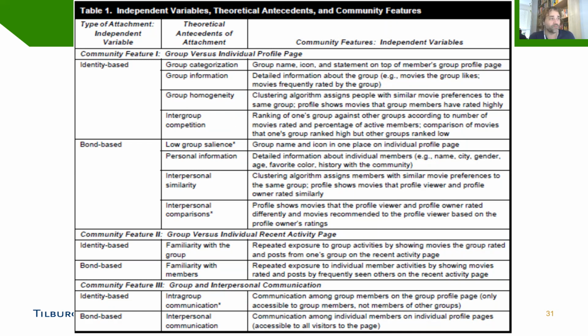The other half of the people saw only bond-based aspects of the community. So they had an individual profile-based page. They had individual information about the members of the community. They had no group classification of movies, but individual classification. So if that person likes this movie, you like this movie as well. So all kinds of interpersonal comparisons instead of group comparisons. And you had a control group as well, by the way.